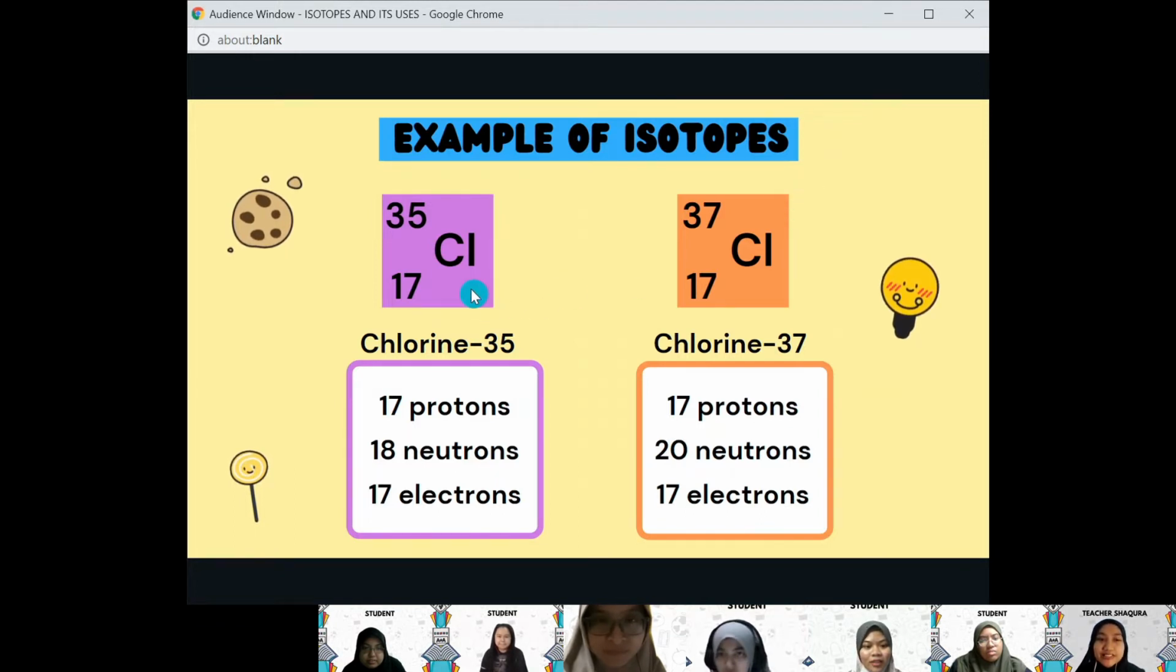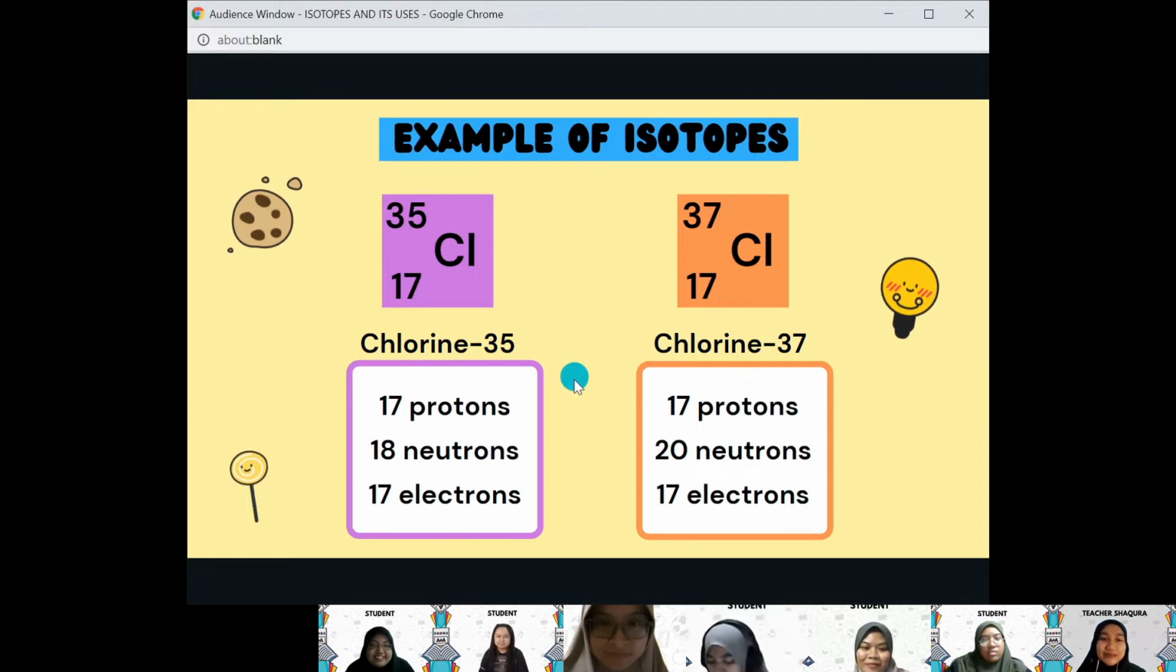How about the 17? The number 17 here, what does it refer to? Can I have Fatini? Number of protons. Yes, correct. Another confetti for you.